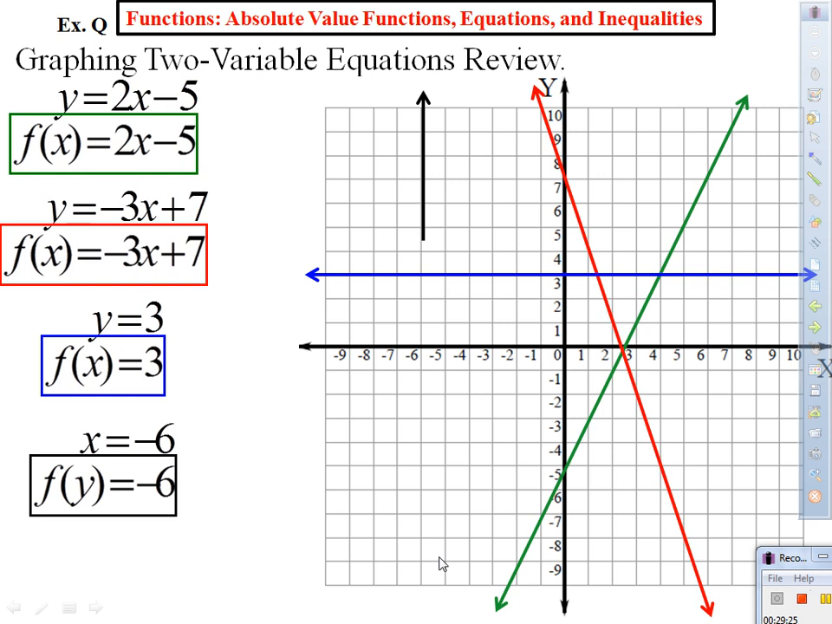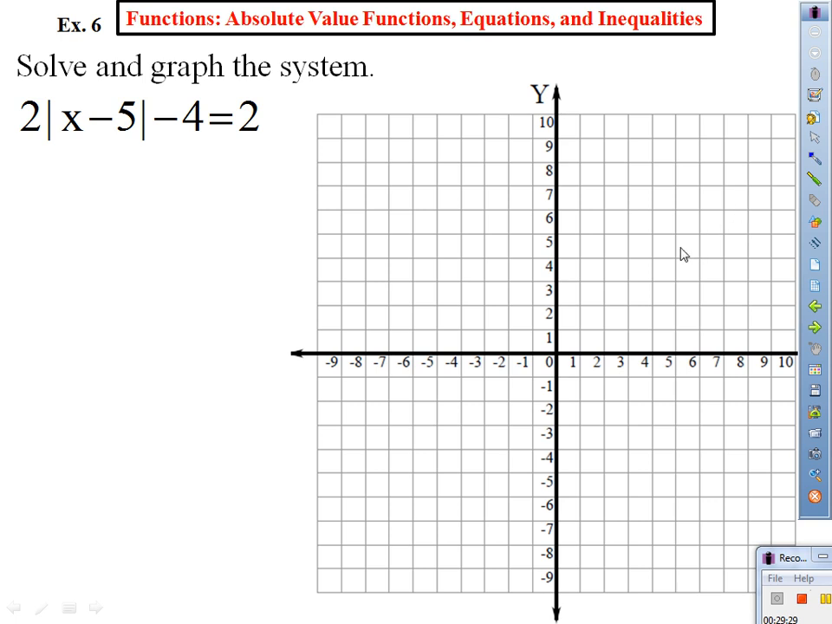All right. Get your big graph paper, please. Copy this one. Example 6. Solve and graph the system. 2 times the absolute value of x minus 5, minus 4 equals 2. Just copy that.